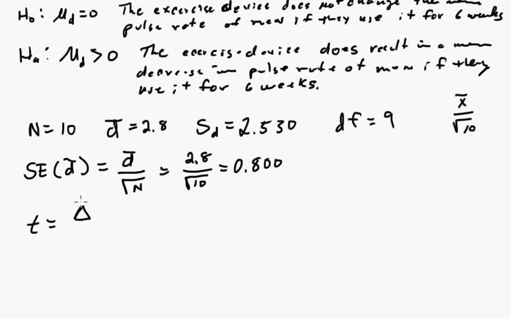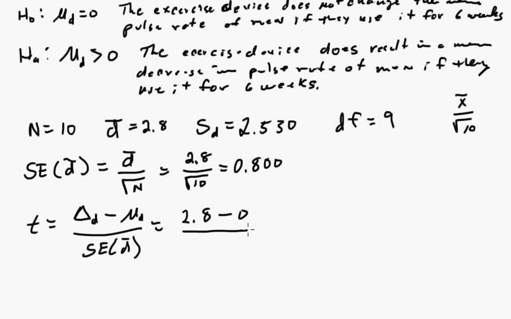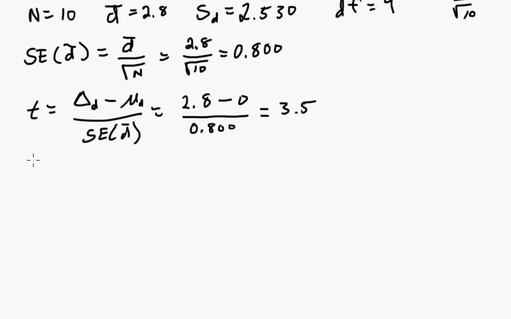So notation-wise, sometimes we use delta to mean difference. Okay, so mathematically speaking, this is what we're doing. We're going to take the difference, the observed difference, and it's a mean in this case, and that was 2.8. We're going to subtract the hypothesized value of 0 and divide by the standard error, and that's going to give us 3.5.